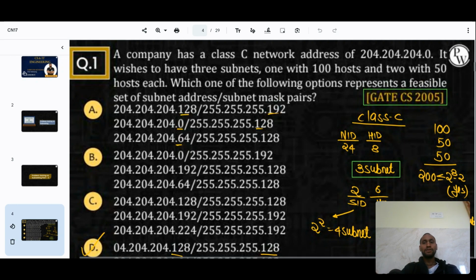The first subnet needs 100 hosts, the second 50 hosts, and the third 50 hosts. Which one of the following options represents a feasible set of subnet addresses, that is, the subnet address along with the subnet mask? This is your subnet address or subnet ID, the subnet addresses are IP addresses, and this is the subnet mask. The two together are also called subnet pairs. So these are the options.